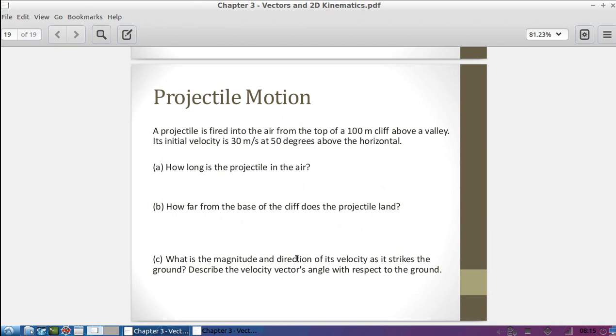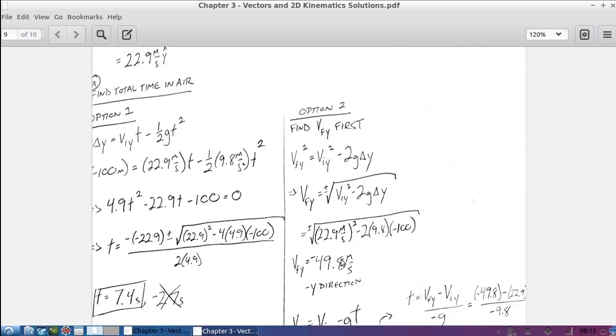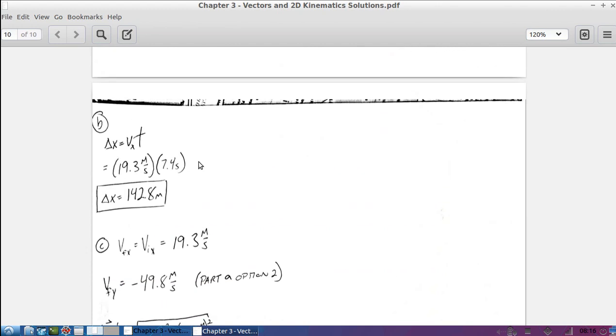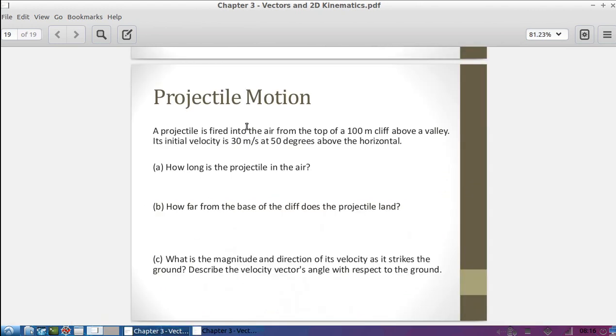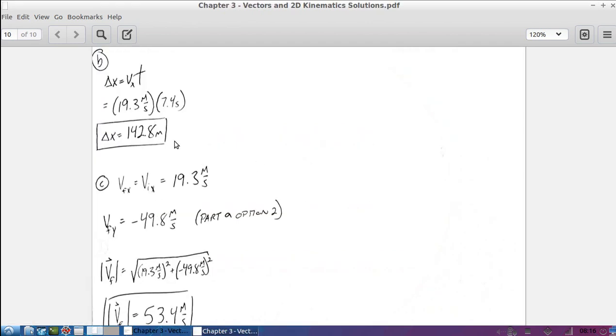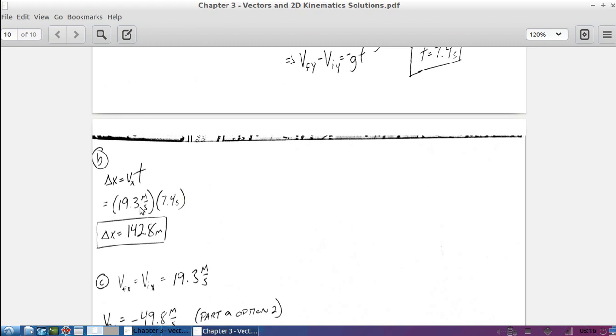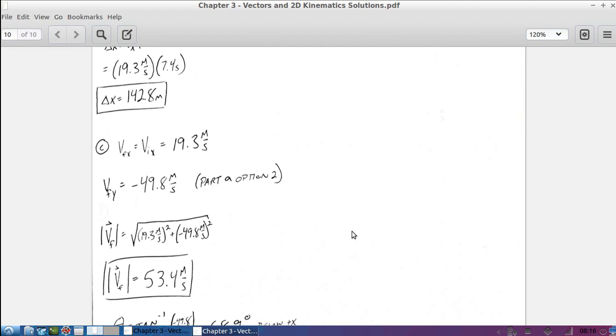What's the magnitude and direction of the velocity as it strikes the ground? So I need v final in the x and v final in the y. I've got v final in the x. Oh, sorry, I skipped this part. Okay, so we've got to do part B first. It says how far from the base of the cliff does the projectile land? Just like before, I've got constant velocity in the x. Now I know the total hang time, so I can just take the velocity in the x times the time, and I've got the horizontal displacement, 142.8 meters.